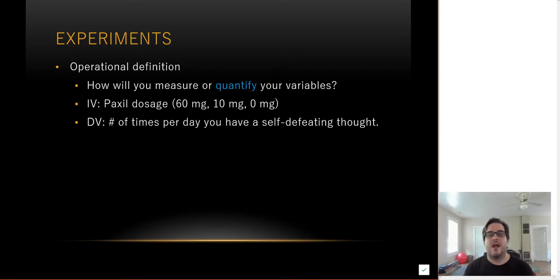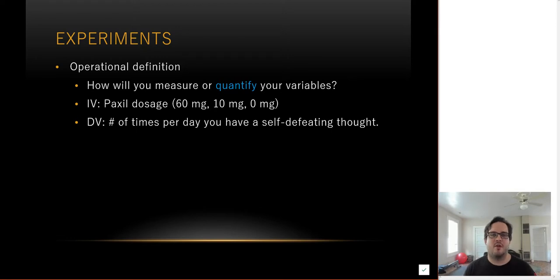You're going to change. You're actually going to go in there and intervene upon it. Okay, now that we have the independent variable and the dependent variable, what we next need to do is, again, operationally define our variables, which is something I think we have a little bit of practice doing now. So how will we measure or quantify our variables? Well, with drugs, what usually happens is you change the dosage. So in this case, Paxil dosage is going to be how we quantify the independent variable here. And the three categories I'm going to go with here are 60 milligrams, so mg stands for milligrams, 10 milligrams versus 0 milligrams, that is nothing, a sugar pill, or we don't give them anything.